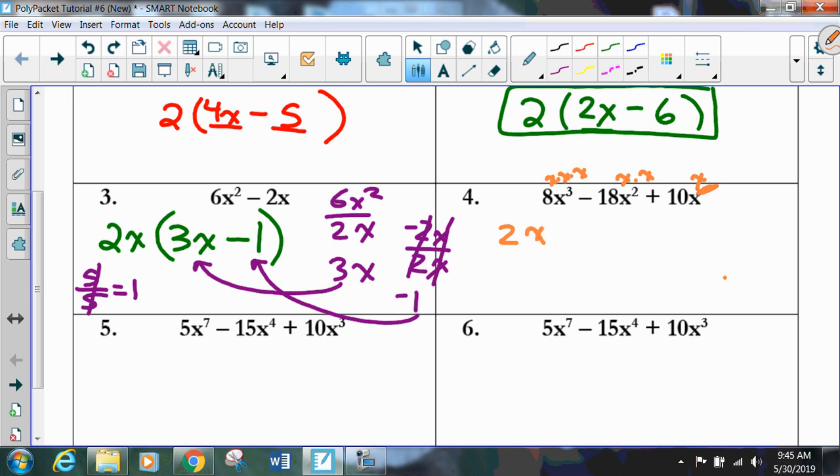All right, so we're going to factor out the 2x, and we're going to do it intuitively first. We're going to say to ourselves, 2x times what gives me back 8x cubed? Well, that's 4x squared. 2x times what gives me back negative 18x squared? That's negative 9x. And 2x times what gives me back 10x? That's a positive 5. Or real quickly, we can switch gears and do 8x cubed divided by 2x. 8 divided by 2 is 4. x cubed over x, well, that's x times x times x, so only one x cancels out. There's 2 left over. That's x squared.